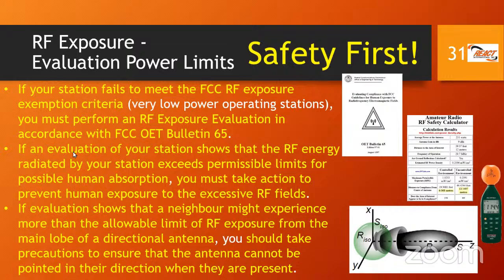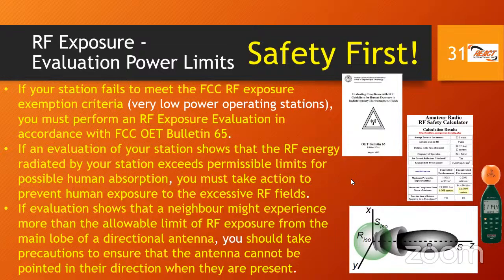So that's the next bullet point. If an evaluation of your station shows that the RF energy radiated by your station exceeds permissible limits for possible human absorption, you must take action to prevent human exposure to the excessive RF field. So you may have an antenna out there, and you do an evaluation and you find that the permissible limits have been exceeded. So what you do is make sure that no one can get there when the transmitters are active. And one of the ways are signs and barriers to make sure. That's your responsibility.